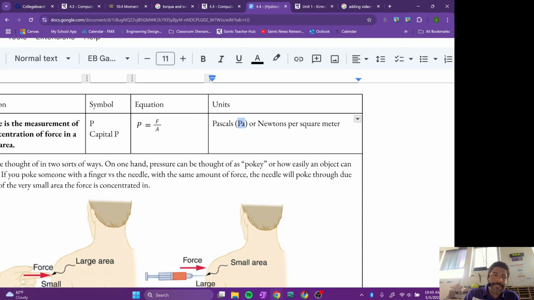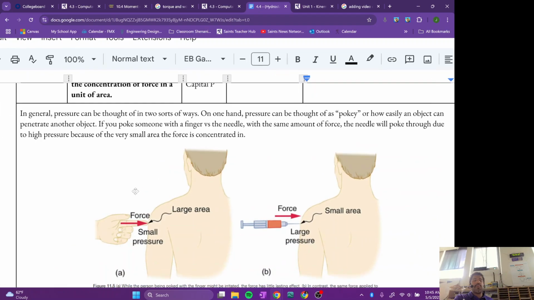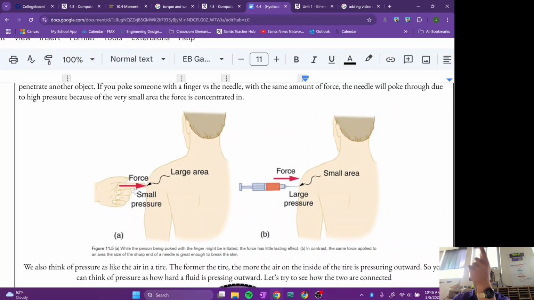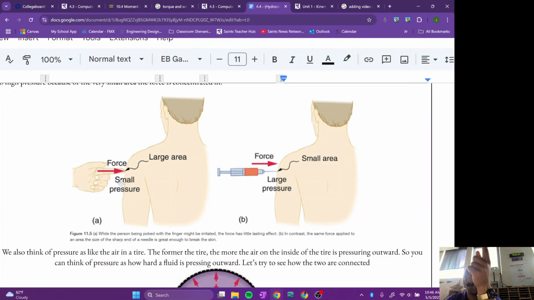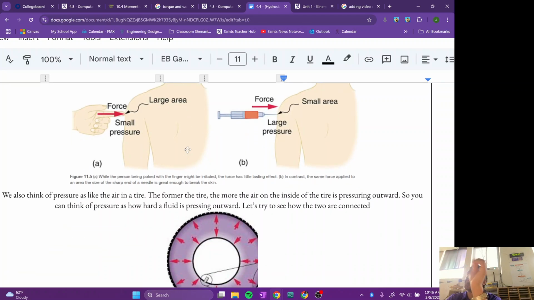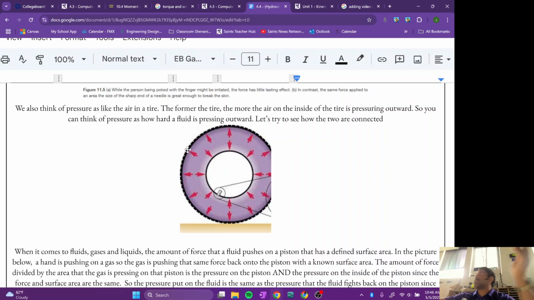Okay, so pressure. There are usually two ways that we think about pressure, right? Poking somebody with either a finger or a needle, the less surface area, the more pressure that there is. But also we usually think of pressure as in what case? Yeah, like tires. You know of PSI, pounds per square inch. Pounds is a force. Per square inch is an area, right?